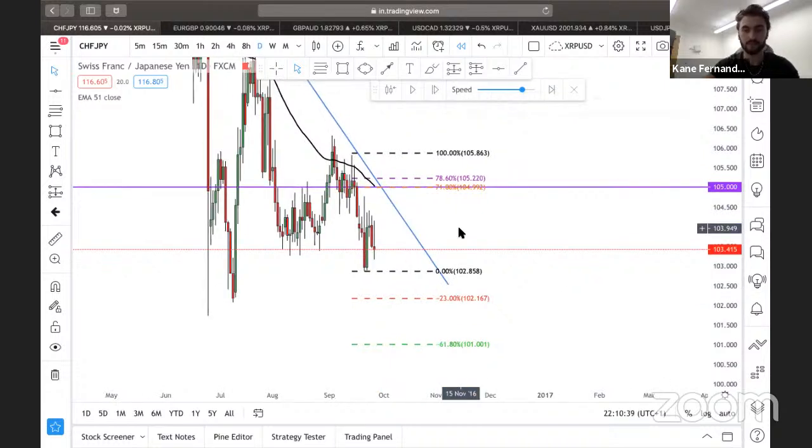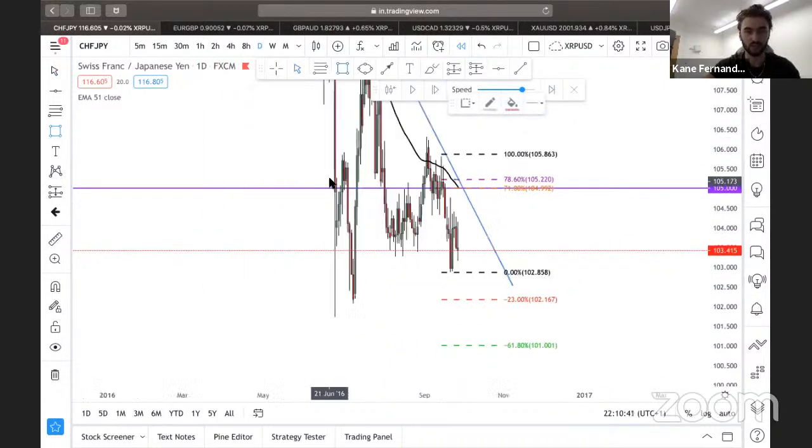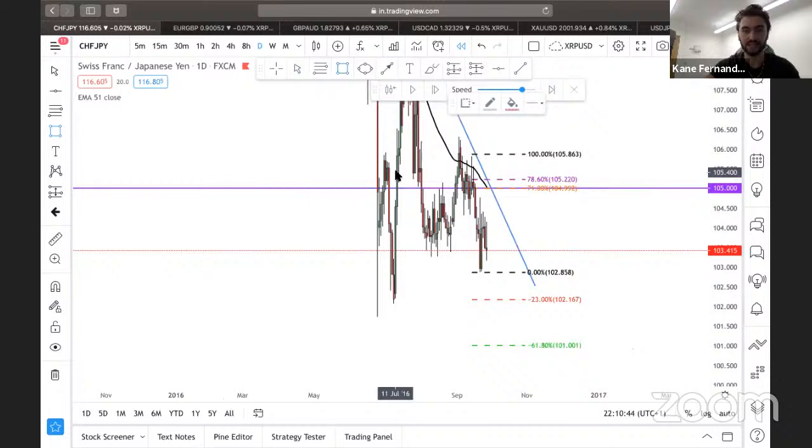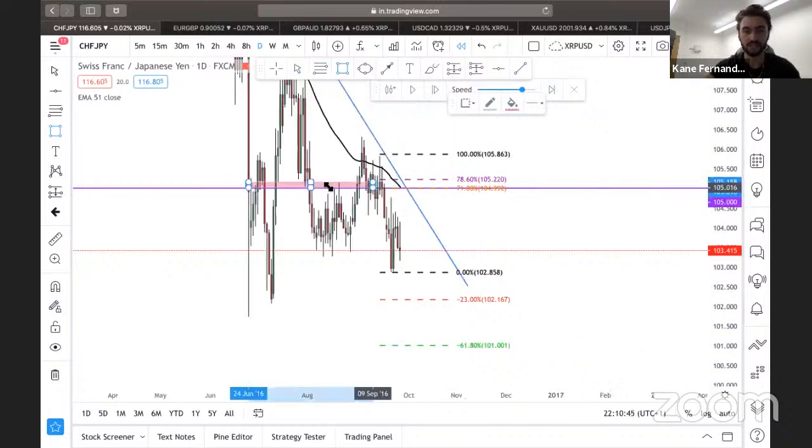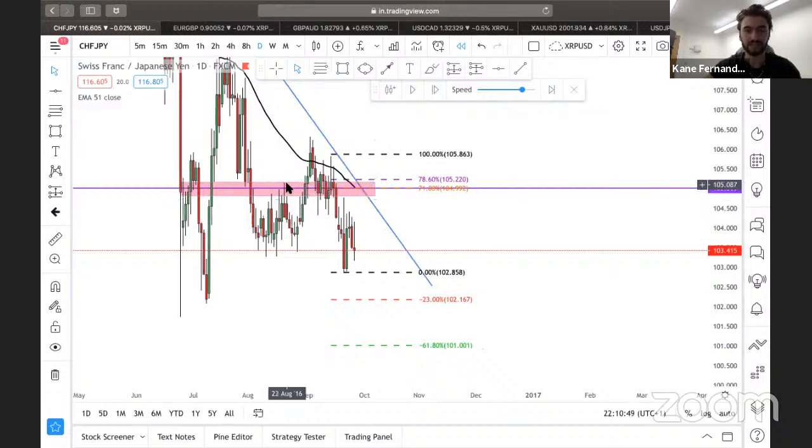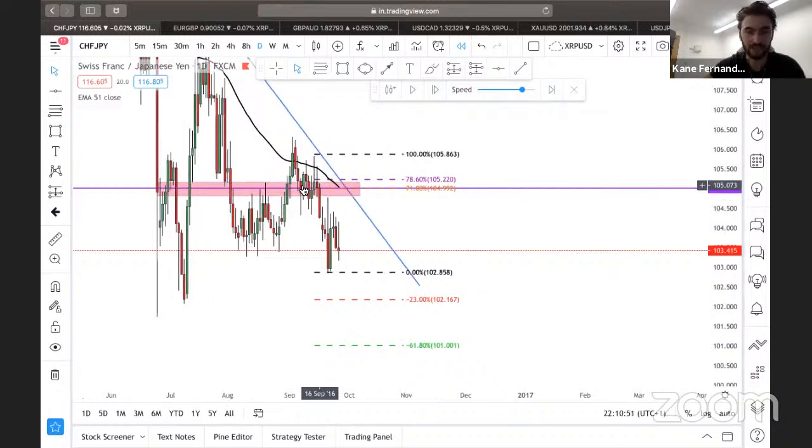And the next thing I do is I get this rectangle, and I can see that it's like a structure point, because I can see previously there's some kind of resistance here, and it kind of acted a bit of support here previously. You can see its wicks. So it's broken. Now I'm going to retest as resistance. Well, that's what I'm looking for.